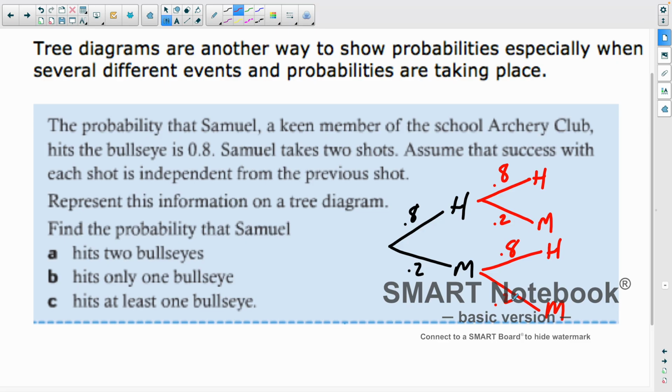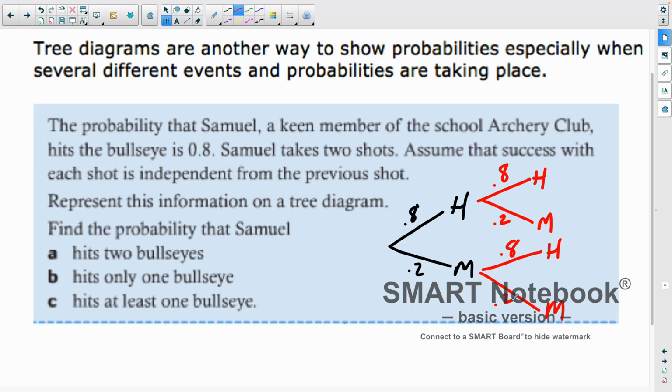How many different paths do I have on this tree? 4 different paths. I could go hit hit, I could go hit miss, I could go miss hit, and I could go miss miss. That's actually my sample space. I took the first shot, there was 2 things that could happen. I took the second shot, there's 2 things that could happen. 2 times 2 is 4.